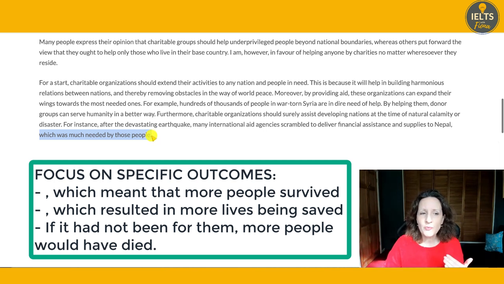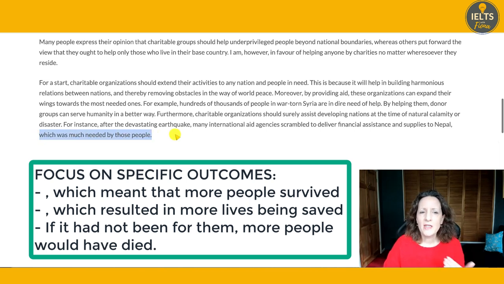It would be much better to say, and by doing this, they were able to save many lives, or it was thanks to the charitable organization sending their funds overseas that many people survived who would otherwise have perished.